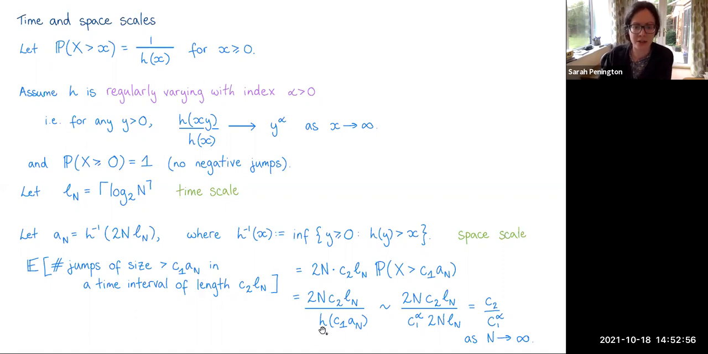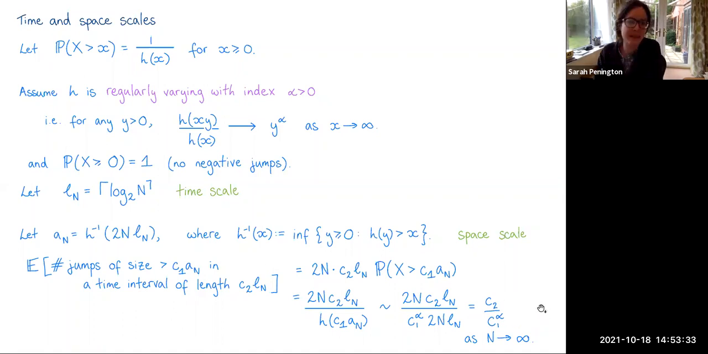And then because h is regularly varying, if we're going to let n go to infinity, we can take this c1 out the front and put it to the power of alpha. And then h of a_n, by the definition of a_n here, is going to go like 2N l_n as n goes to infinity. So on the bottom here, we can put c1 to the alpha times 2N l_n. But then this 2N l_n cancels from the top and the bottom. And so we get a limit of c2 over c1 to the alpha as n goes to infinity.